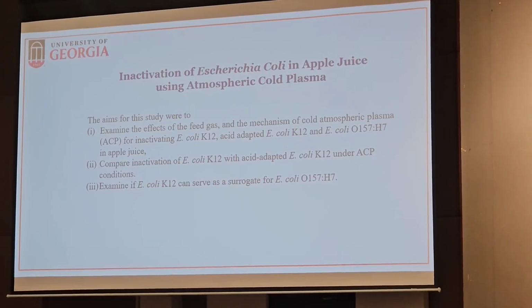The work we started, we also used E. coli K12 as a surrogate because in many food plants you don't want to bring pathogenic E. coli, so we were trying the surrogate in the lab as well as the pathogenic. And we wanted to compare those two for apple juice. Also, we wanted to see if acid adapted versus non-acid adapted K12 would behave differently. And then we also tested the pathogenic E. coli O157:H7.